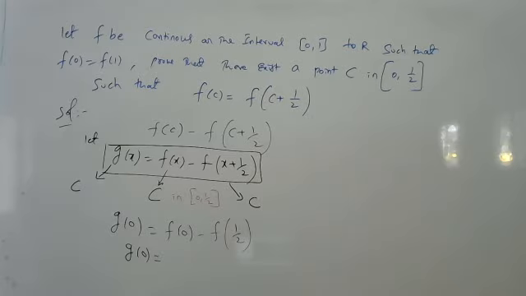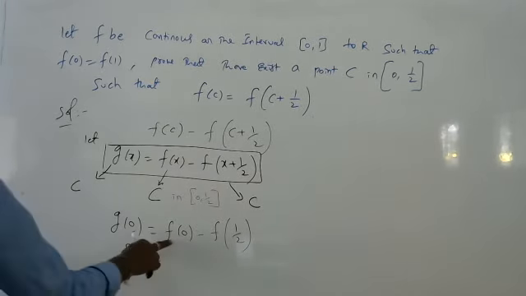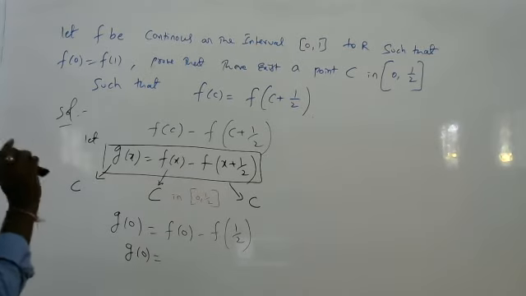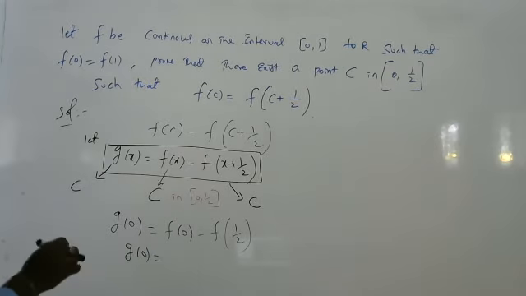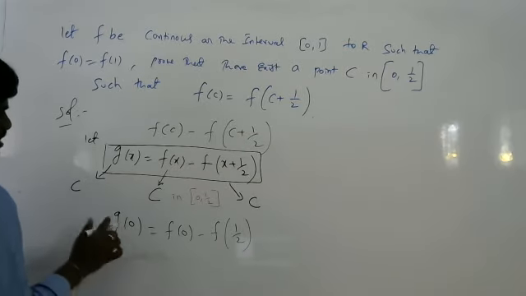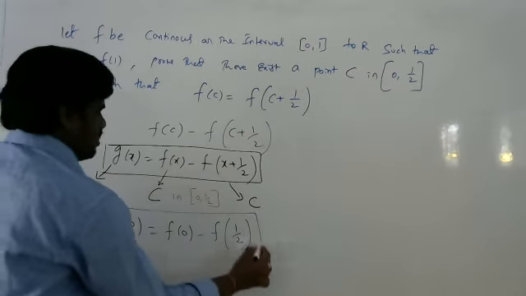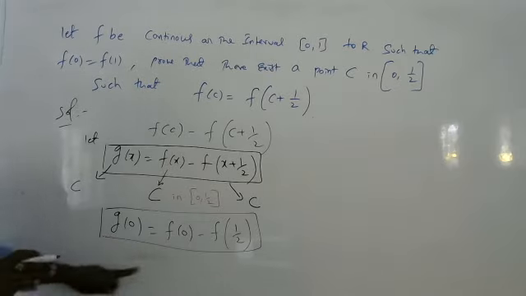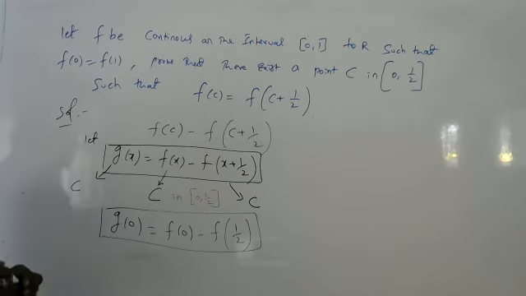Are you getting it? Till now, did you understand or not? Tell me. Yes. Understood now? So how much did I get for g of 0? f of 0 minus f of half. I'll keep this the same, and I'll put this in a box. I'll discuss the positivity and negativity later.